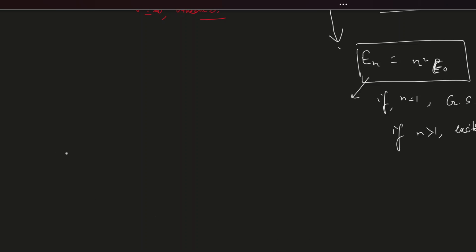So if n equal to 2, for the next step on n equal to 1, that will be n equal to 2, which is the first excited state. That will give you E2 is equal to 2 squared E naught, which is 4 E naught. Similarly, the next excited state, the second excited state after the ground state, is n equal to 3, where E3 is equal to 3 squared E naught, which is 9 E naught.